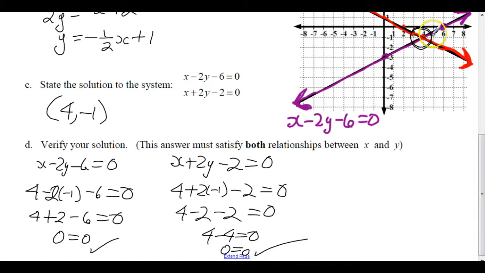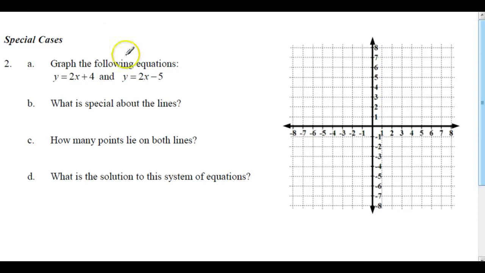So yeah, this is in fact the point of intersection. One thing with solving graphically, especially if we're drawing it by hand, is you really do need to check that. You need to verify your solution. Special cases. Graph the following equations. y equals 2x plus 4 and y equals 2x minus 5.